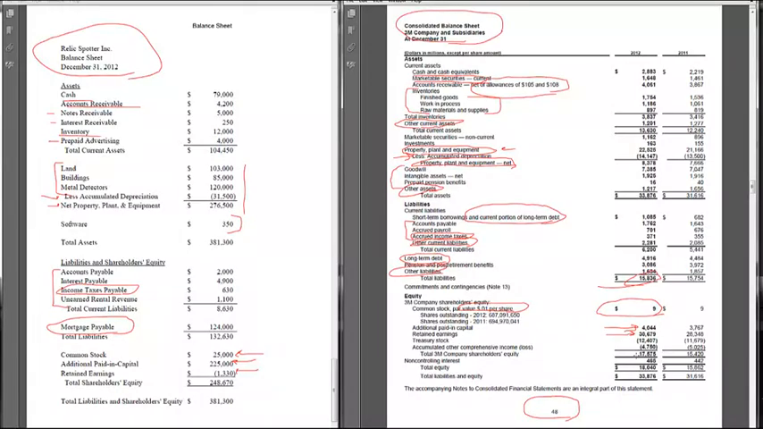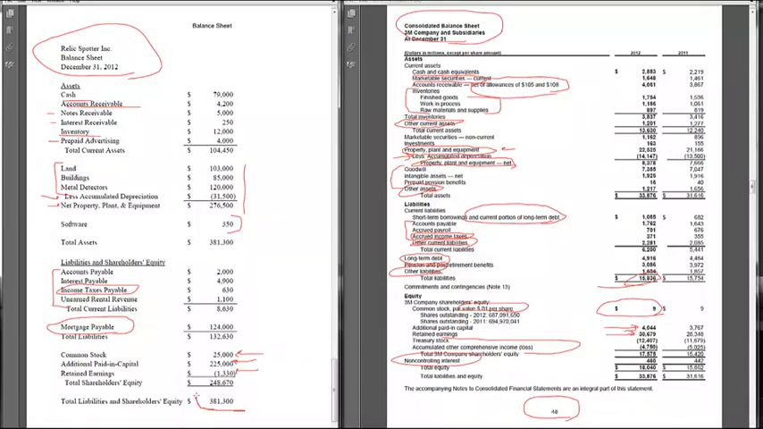Well, it didn't take long to find an exception to that. 3M lists treasury stock and accumulated other comprehensive income after retained earnings. We'll talk about what these two items are much, much later in the course. There's also this non-controlling interest stuff, which we'll talk about later.